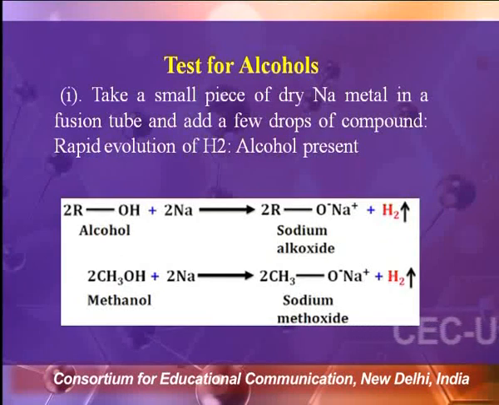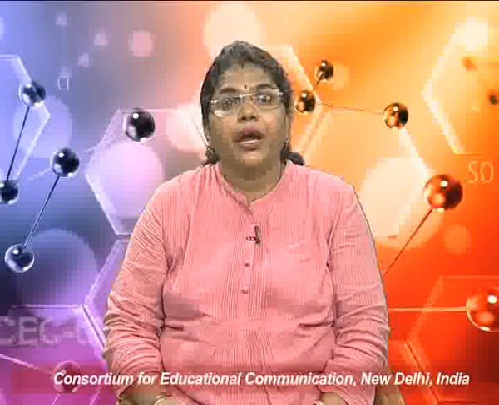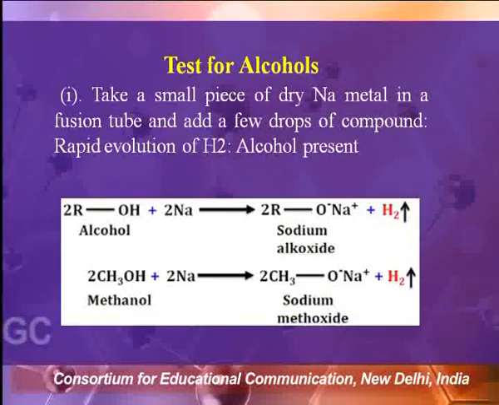Now if you want to test another functional group, that is alcohol, how can you proceed? The first test is given here, the sodium metal test. With the sodium metal test, please take note that you have to take a dry test tube. Please do not take a test tube in which some moisture or some water droplets are there. You have to take a dry test tube. Take the given alcohol in a test tube, a small amount, 2-3 drops, and then a dry sodium piece.